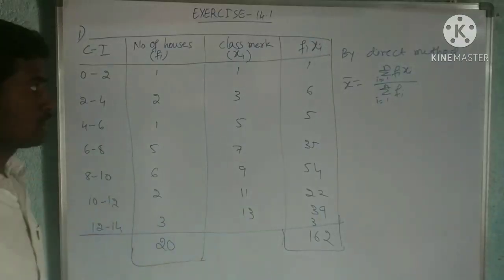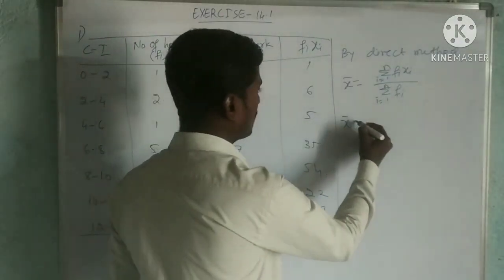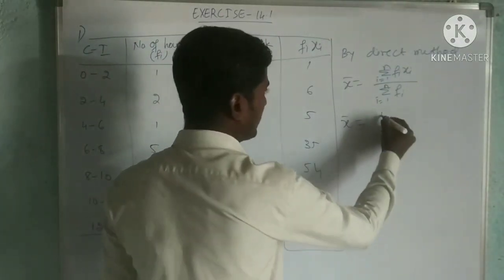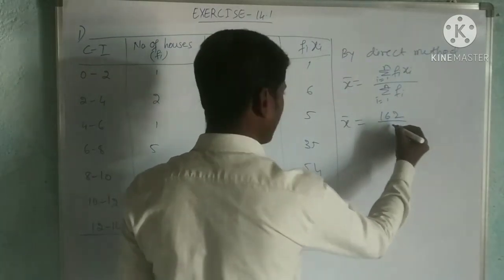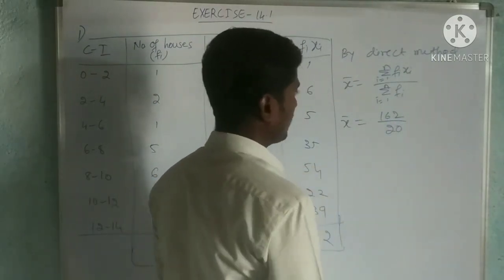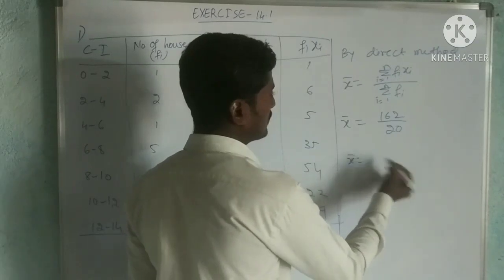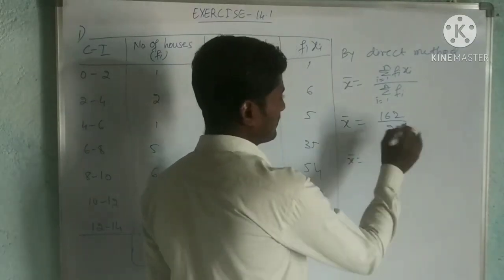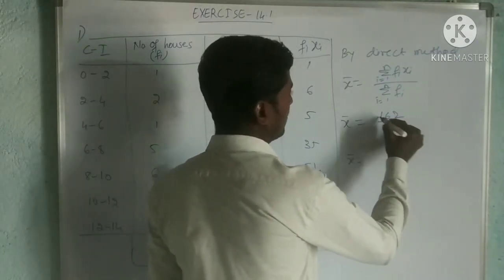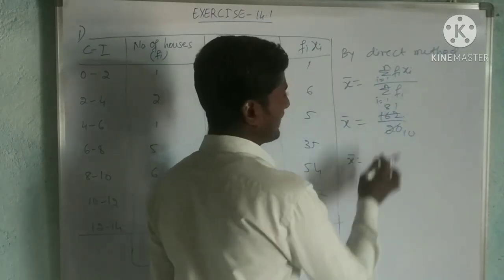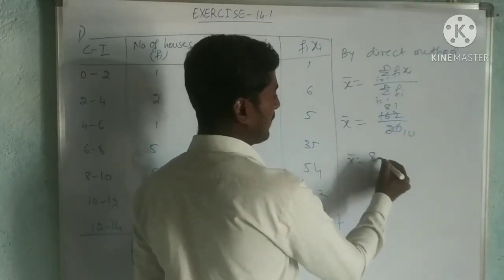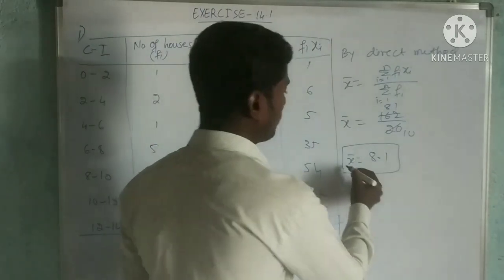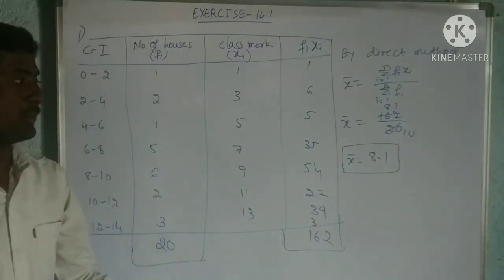Now we substitute these two values here. x bar is equal to 162 divided by 20. Dividing this by 2, 2 8s are 16, 1, so 81 divided by 10, that is 8.1. So the mean of this data is 8.1.